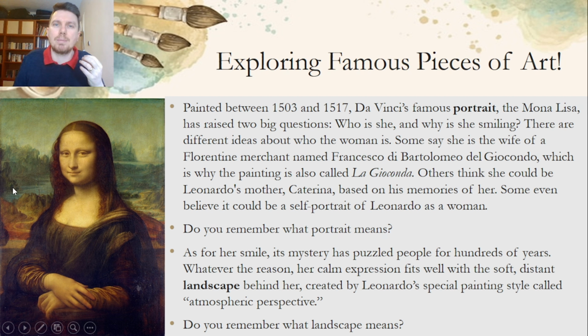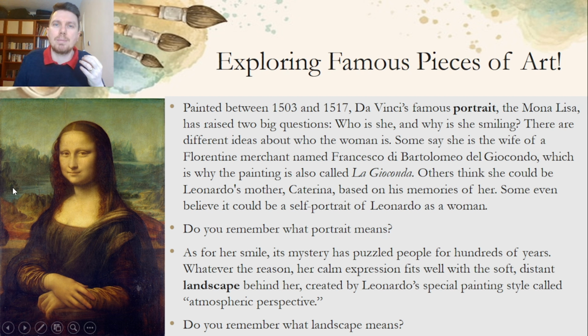Good. The girl with the pearl earring isn't exactly a portrait though. It's a type of Dutch painting called a tronie, which focuses on facial features rather than showing a specific person. Today, it's one of the most famous paintings in the world.